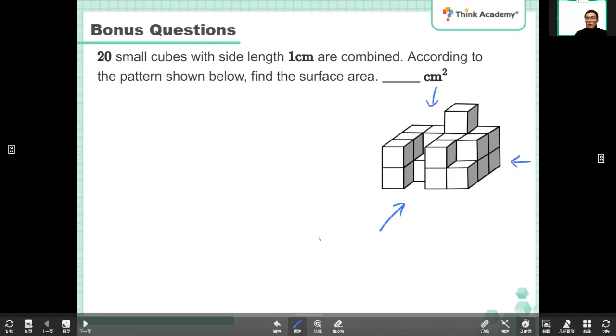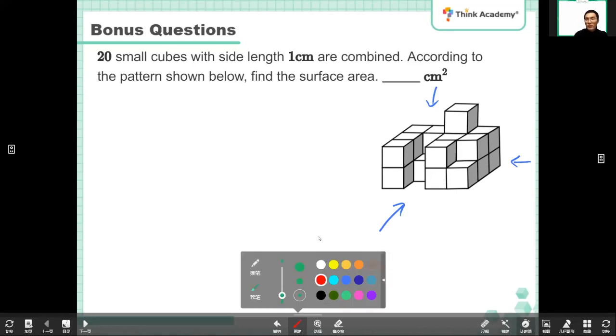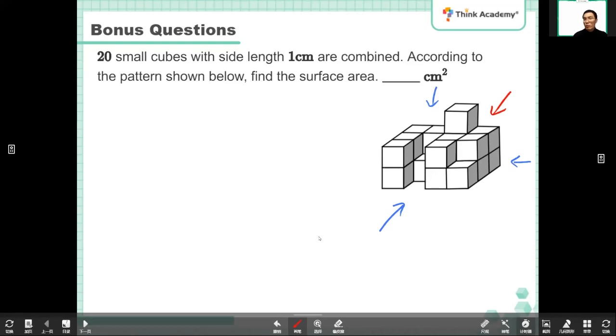Okay, so we actually have 3 pairs of views. If we have the front view, we will definitely have the back view, marked in red. If we have the right view, we will definitely have the left view. And if we have the top view, we will also have the bottom view. I'll mark them: back, left, and bottom.